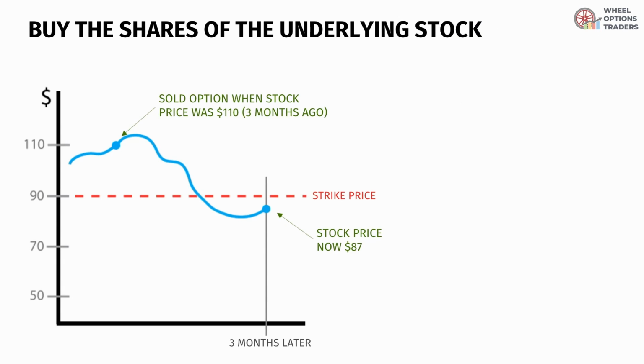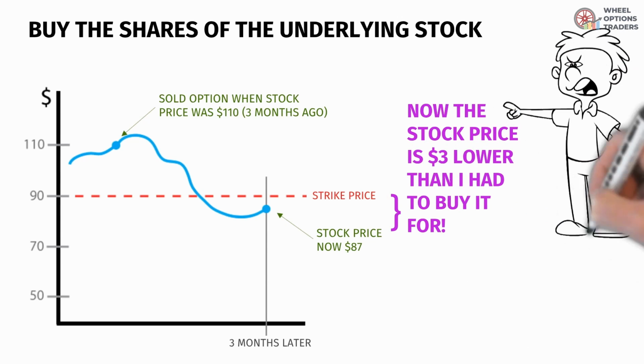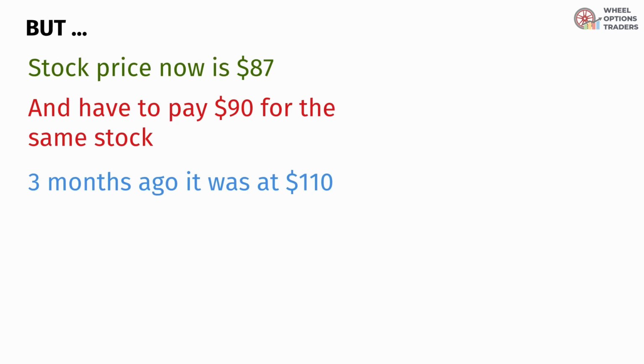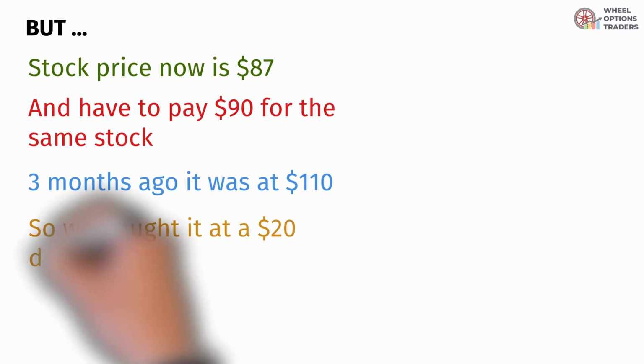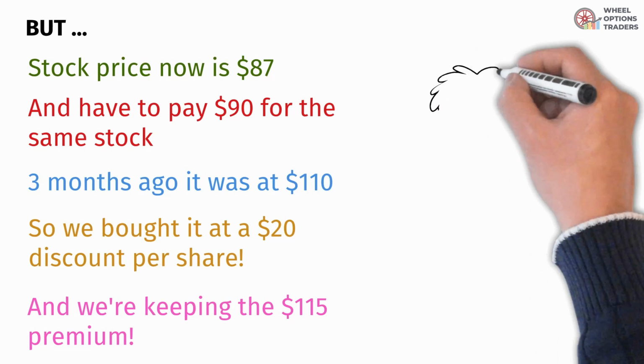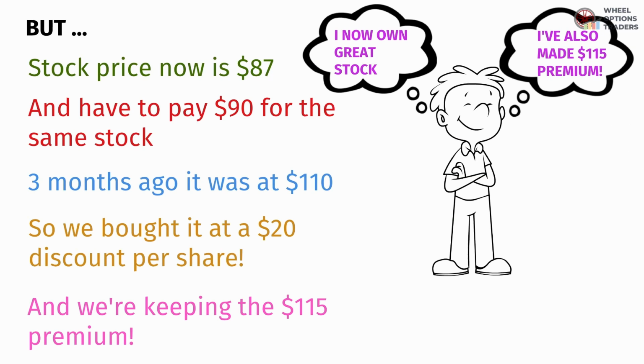Now, this sounds really bad, right? You have to buy 100 shares at this terrible price of $90 when the current stock price is $87. So you'll be paying $3 per share more than being offered on the open market. But that's not exactly the case. If you think back, this was the stock you wanted to buy 3 months ago, and then it was at $110. So now you've bought it at a really good discount, a $20 per share discount. And you're also keeping the premium of $115, not to forget. So you'll have some great stock that you're happy to own, plus you've made some premium on the side.